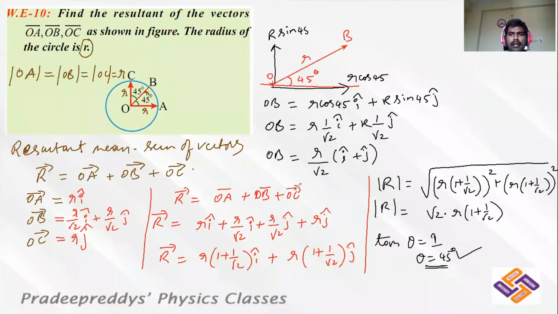Like this, any number of vectors can be given to you. Simply you need to check whether those vectors are along the x-axis or y-axis. If they are neither along x nor along y, you need to resolve that vector into components and write down the individual vectors, and find their sum so that you can get the net vector.